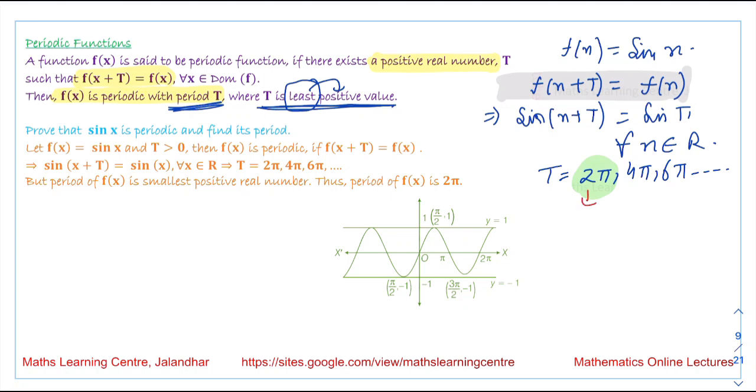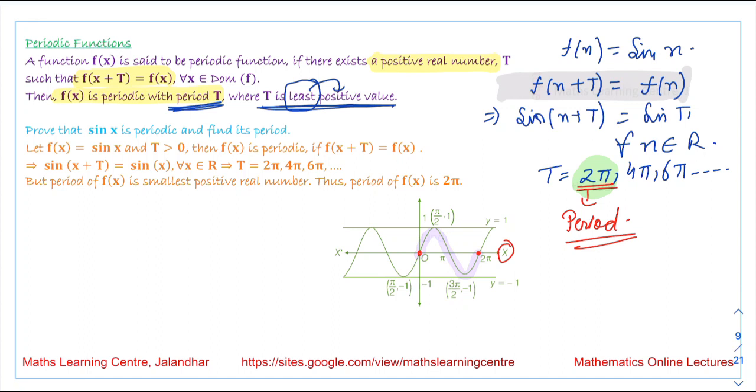We are saying the least positive value over here is 2 pi. This is called the period of this periodic function. So now if we look at the graph of the function sine x, what this period means is that after every 2 pi value of x, where this is 0 over here and this is 2 pi over here, look at this portion of the graph.